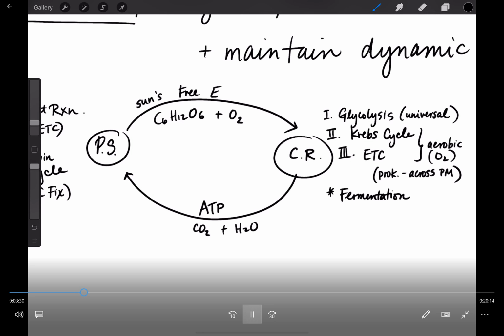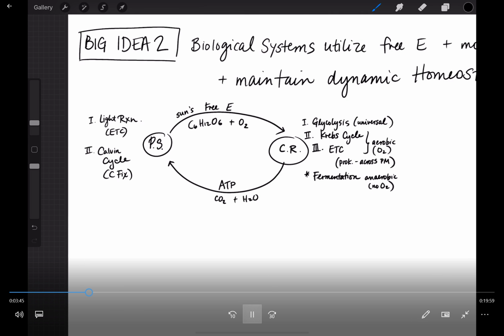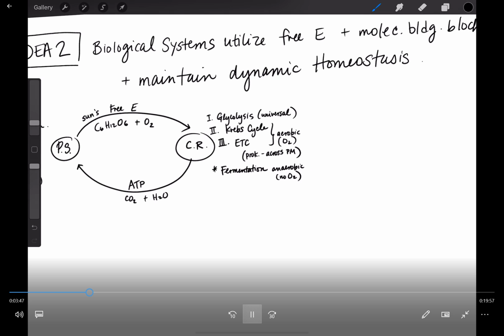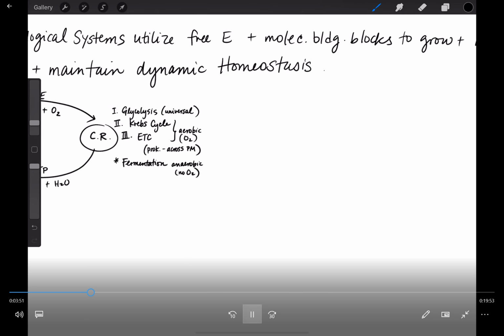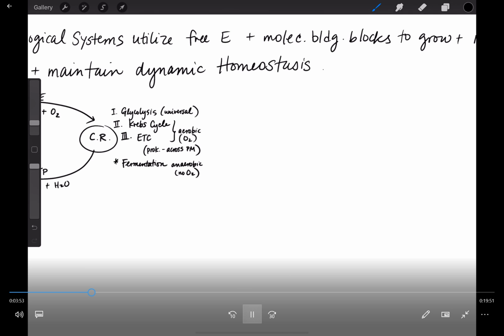Okay, in the absence of oxygen, cells can carry out fermentation. This is where they just go through glycolysis to make ATP. And the byproducts are either lactic acid or ethanol. Okay, so I think that's it for energy. Let's move on to this bit about molecular building blocks.